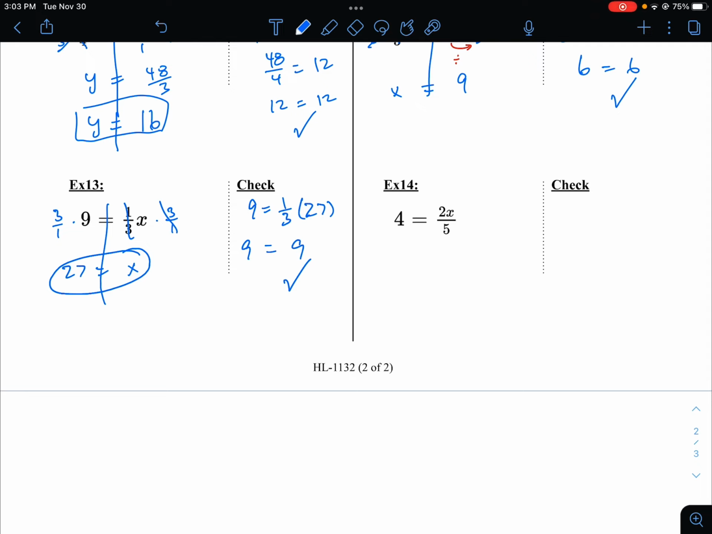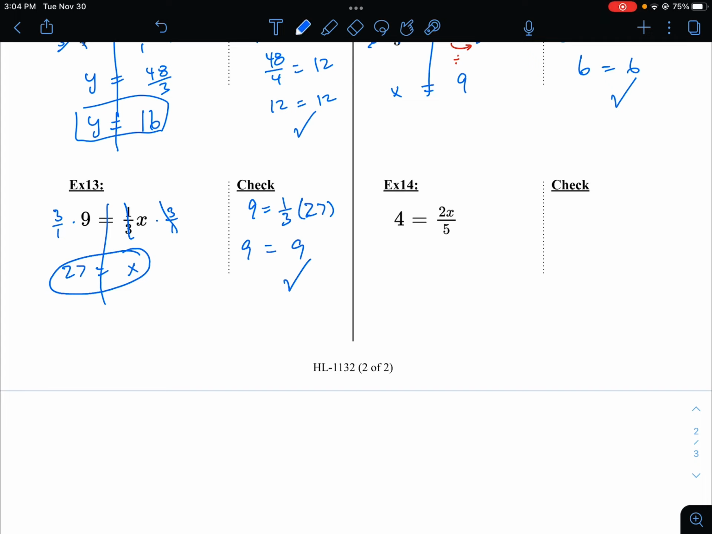Finally, 2x divided by 5 equals 4. This is the same thing as 2/5 x, which means you can basically multiply by 5, divide by 2. Another way to think about this is we have x being multiplied by 2, and divided by 5. So I have to do the opposite of multiplying by 2 and the opposite of dividing by 5.